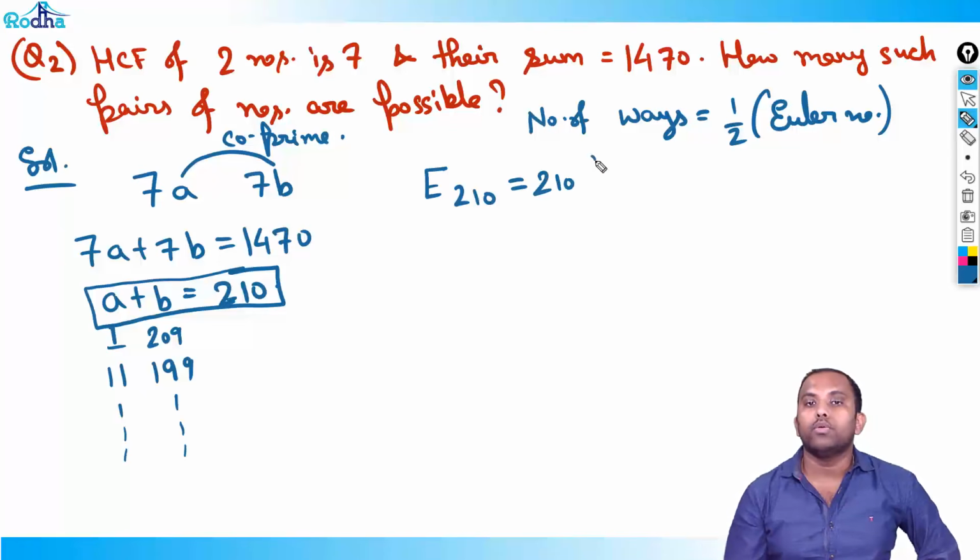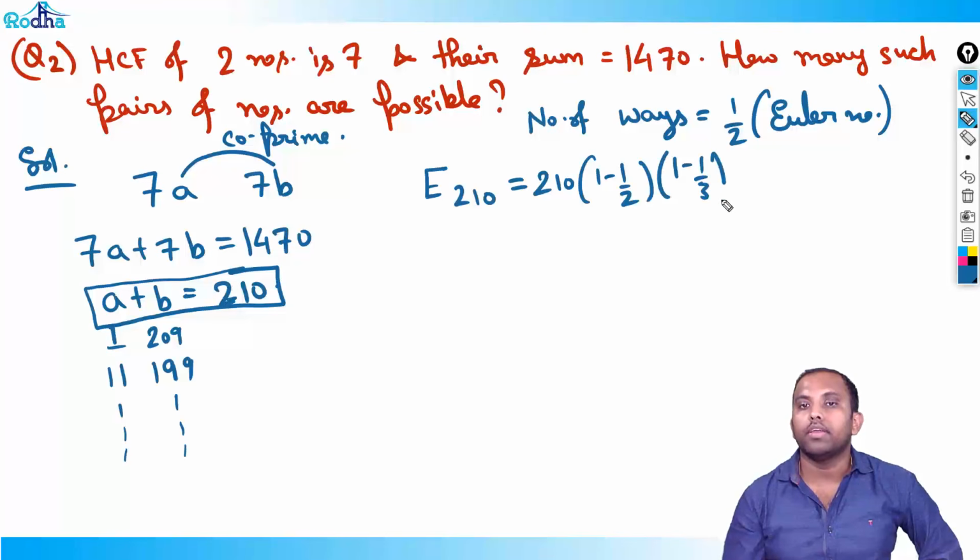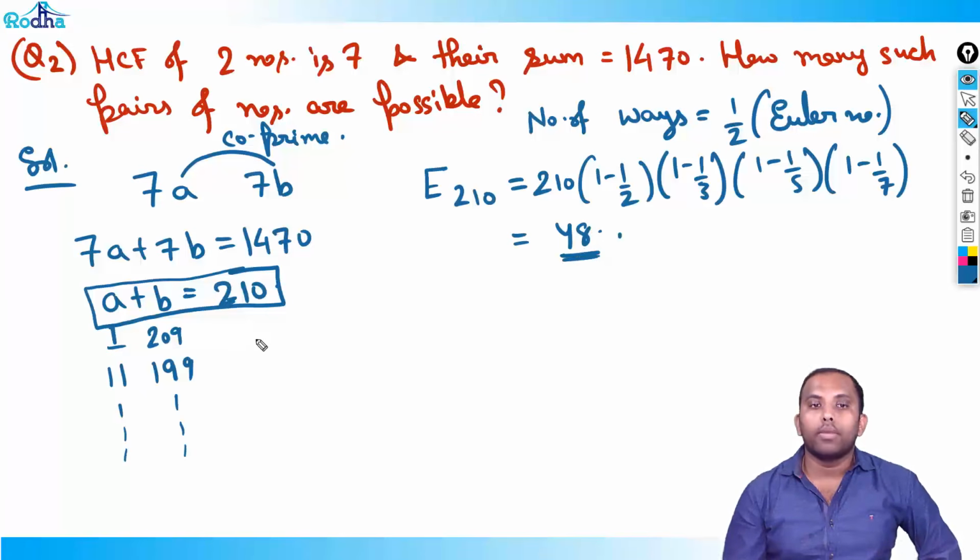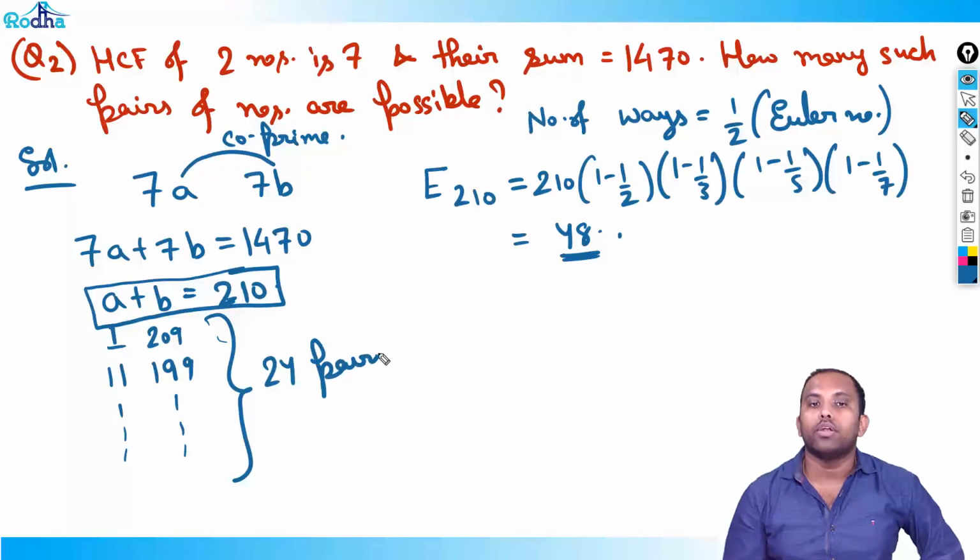So 210 into 1 minus 1 by 2 into 1 minus 1 by 3 into 1 minus 1 by 5 into 1 minus 1 by 7. We'll solve it. What answer do we get? 210 into half into 2 by 3 into 4 by 5 into 6 by 7. We'll get 48 as the answer. So how many pairs will we get here? We'll get 24 pairs, that is half of the Euler number, right? 24 pairs are possible, and this is our answer.